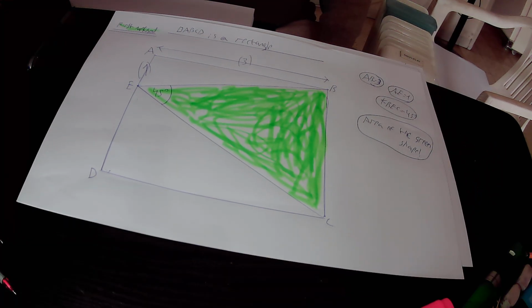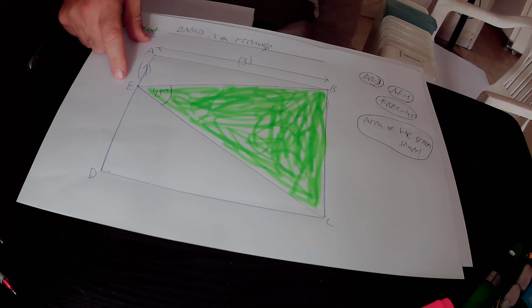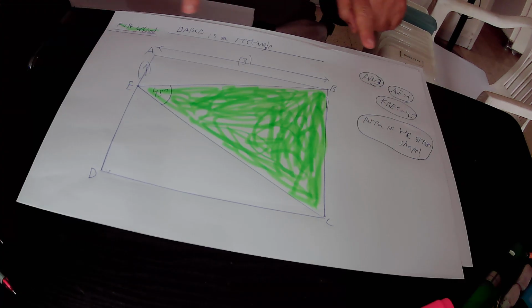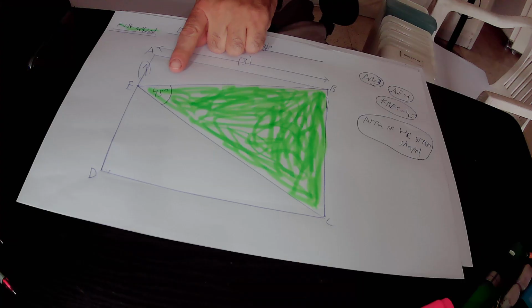In the drawing we have rectangle ABCD. This is line segment AE that equals 1 unit in its length. Side AB of rectangle ABCD equals 3 units in its length. Inside this rectangle we have this green shape. The green shape is actually the green triangle CEB. This angle equals 45 degrees inside.